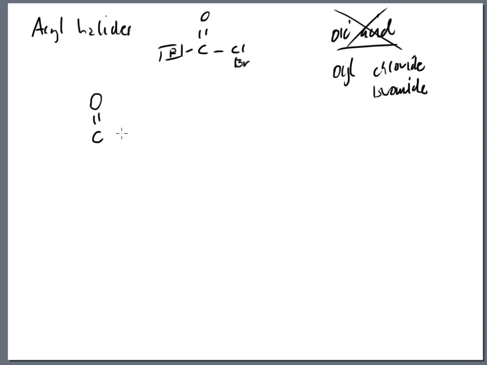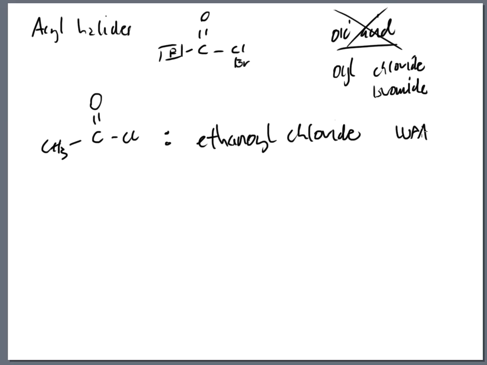Let's say there's a C double bond O with a chlorine that is here, and then on this side, maybe a methyl group. Name this using the IUPAC nomenclature system. Okay, so what I do is I count the longest carbon chain, just like I did before. 2 carbons. Ethane. Drop the E and add oyl, and then the halogen name. There you go. There's the IUPAC name for this compound, ethanoyl chloride.